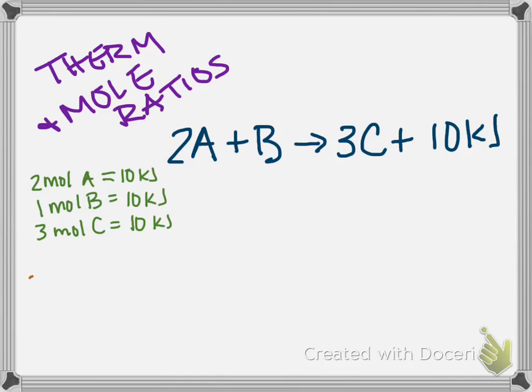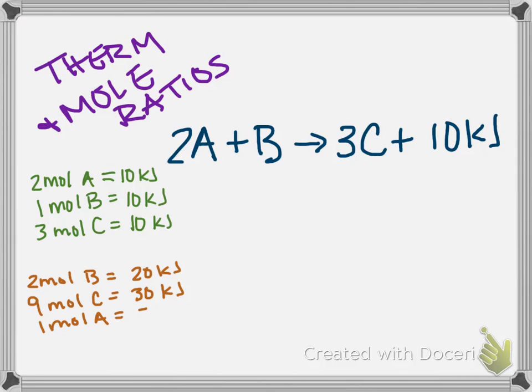That means that if I have, this time instead of having 1 mole of B, 2 moles of B, how much heat would I produce? Since it's a 1 to 10 ratio, and I'm multiplying B by 2, then I must multiply 10 by 2, and I get 20 kilojoules. Okay, next one, if I had 9 moles of C, that would be 3 times as many, which would mean 3 times as much heat, so it would be 30 kilojoules.